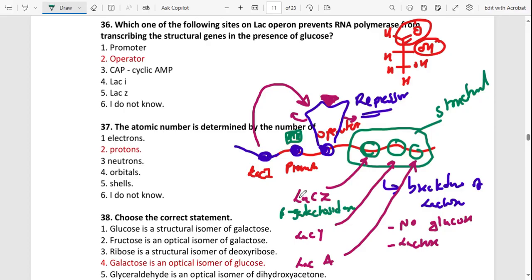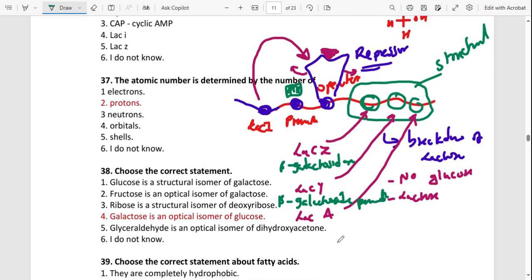And then lac Y codes for the enzyme known as beta galactoside permease. What this does is that it makes cells more permeable to take up the lactose, so that when you take up that lactose, you can now break it down. And then lac A codes for the enzyme which is known as beta galactoside transacetylase.